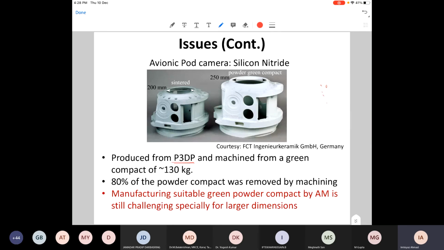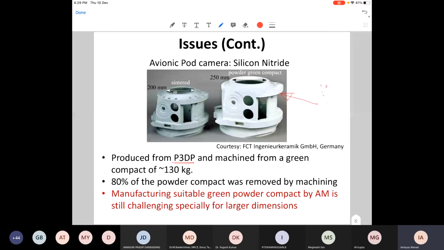So this is the green finished product, and in order to get this complex shape, they had to remove about 80% of the actually printed part, and they get these walls and these features by machining it to that extent, or removing that much of a powder, scraping out that much of a powder. And then when it was sintered, you can see how much change happened in the size. So this is a picture actually taken from a German company which produces these products.